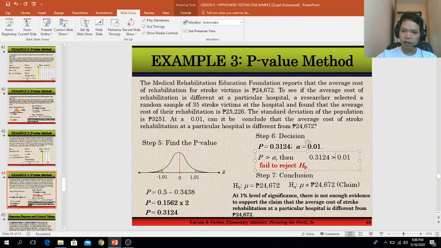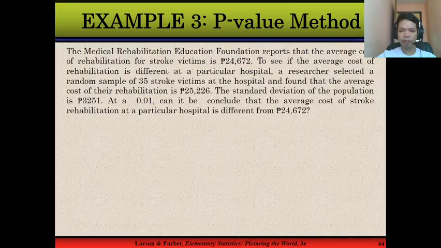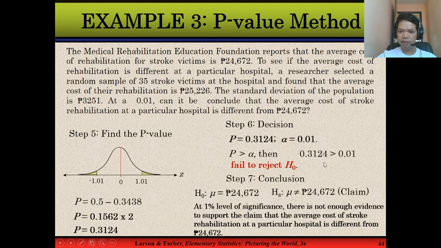So, ang 0.3 ay greater than 0.01. So, ibig sabihin, greater than siya, so fail to reject. Okay, since that is greater than 0.01. So, dahil accept ang null, in-accept ko yung null hypothesis, at ang claim ko ay nasa kabila, so ibig sabihin, hindi na-support yung claim. Okay, so at 1% level of significance, there is not enough evidence to support the claim.